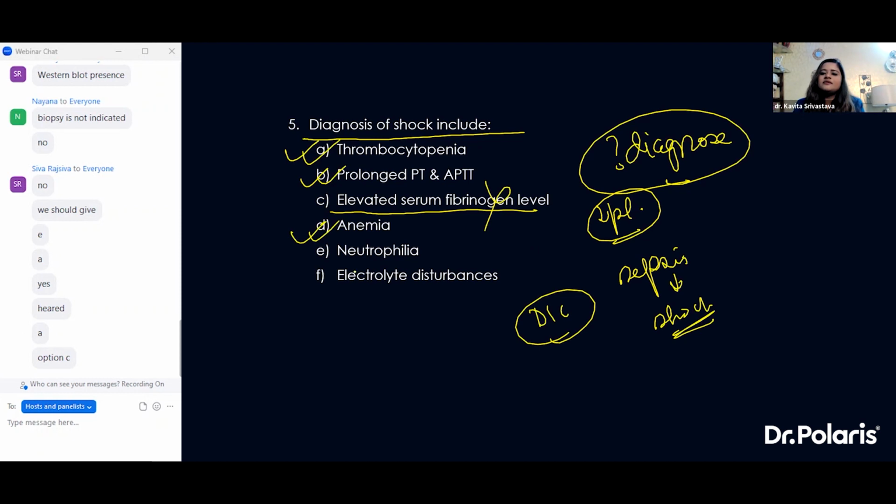Anemia can definitely happen because of hemodilution. Neutrophilia again can happen because of sepsis. Electrolyte disturbance, very, very classical in shock because definitely the acid-base balance of the body is getting disturbed because of fluid and volume loss. So all the important features of shock include thrombocytopenia, deranged coagulation profile, anemia, neutrophilia, and even electrolyte disturbances. Is it clear to all of you? Please put a thumbs up, those who are listening to the class.